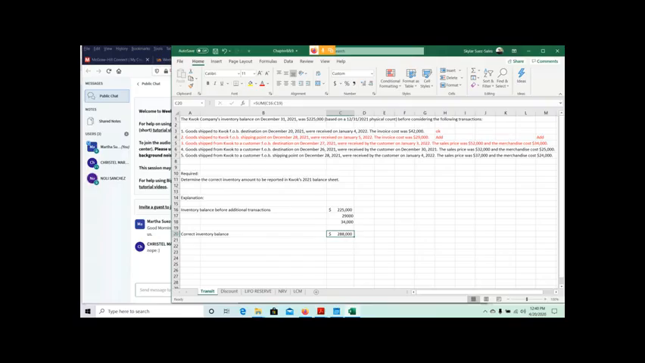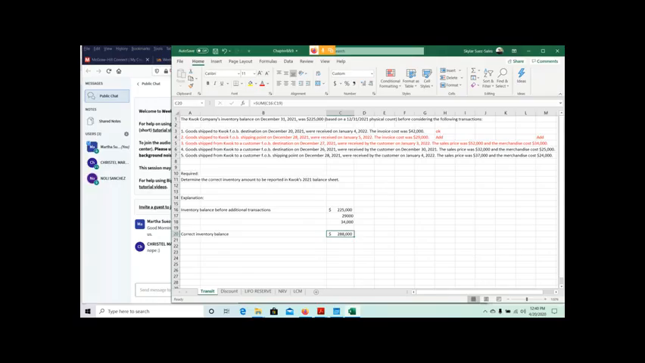I have a question. For number four, can you just explain that again a little bit? Because in my understanding, it's received on December 30, even though it's FOB destination. Oh, sorry. So for number four, it says it's received on December 30. Why is it not added?